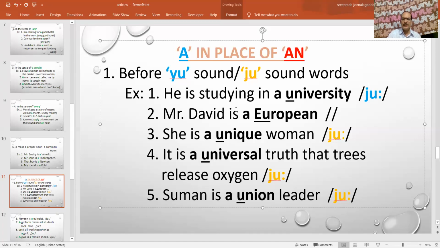Mr. David is a European. Here also we have to use the sound of U. European.